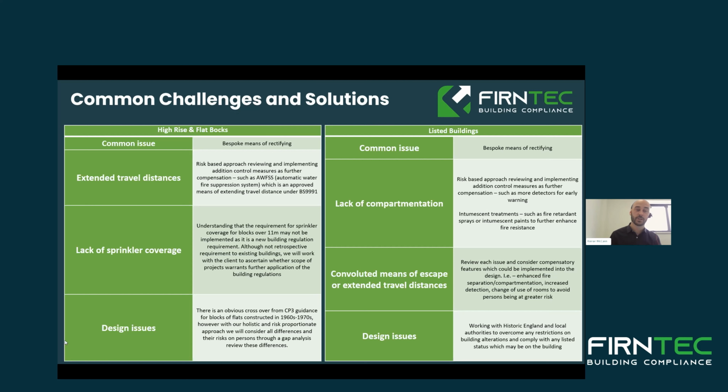Lack of sprinkler coverage. So understanding that the requirements for sprinkler coverage for blocks over 11 meters may not be implemented, as it is a new building regulation requirement. Although not retrospective fire requirements to existing buildings, we will work with clients to ascertain whether the scope or project warrants further application of the building regulations.